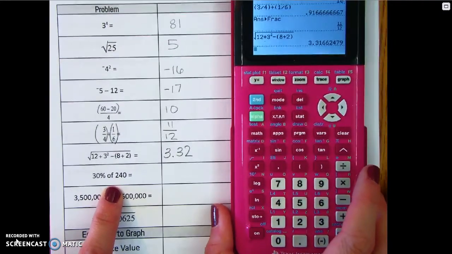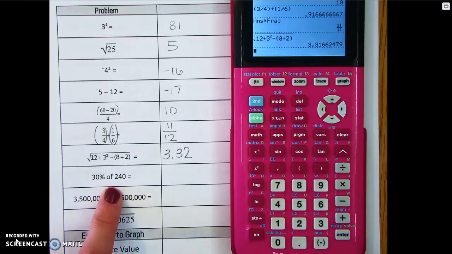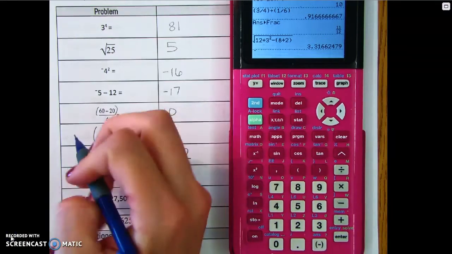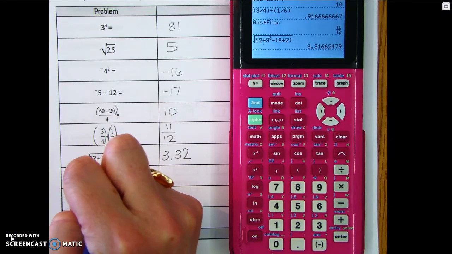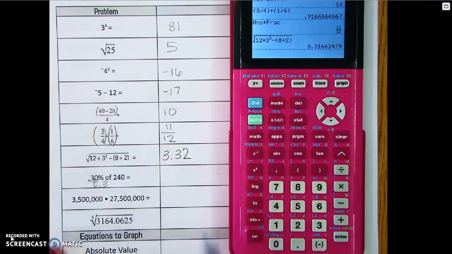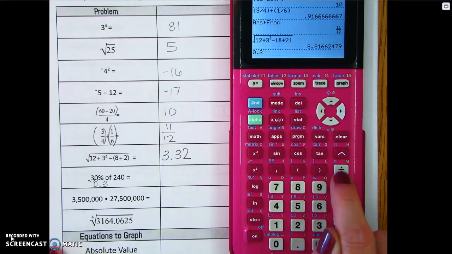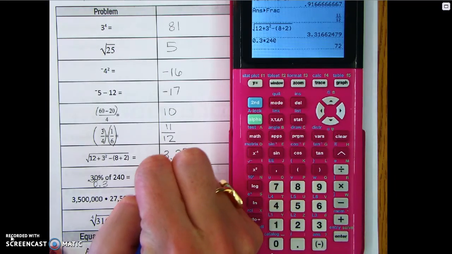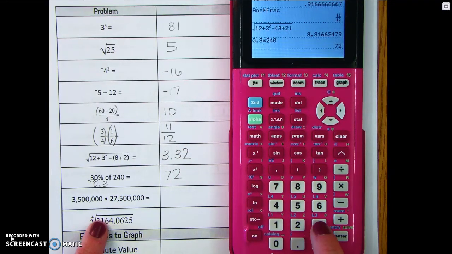30% of 240. For percentage, remember you just need to change that to a decimal. So 0.3, move the decimal place over 2. So 0.3 of means multiply 240. We get 72.